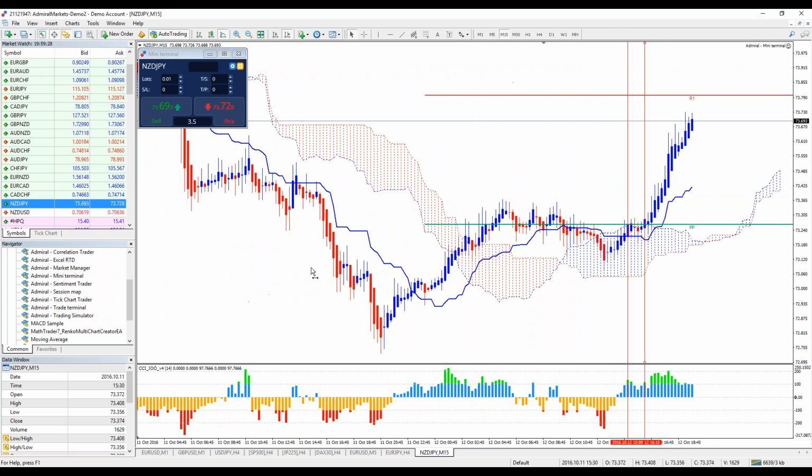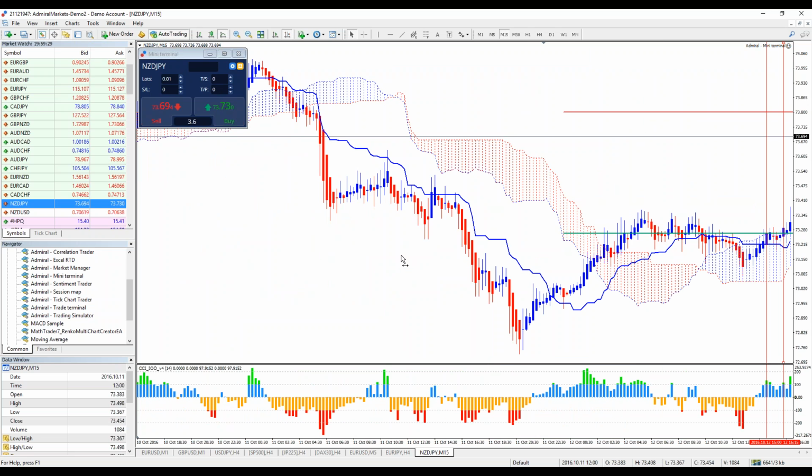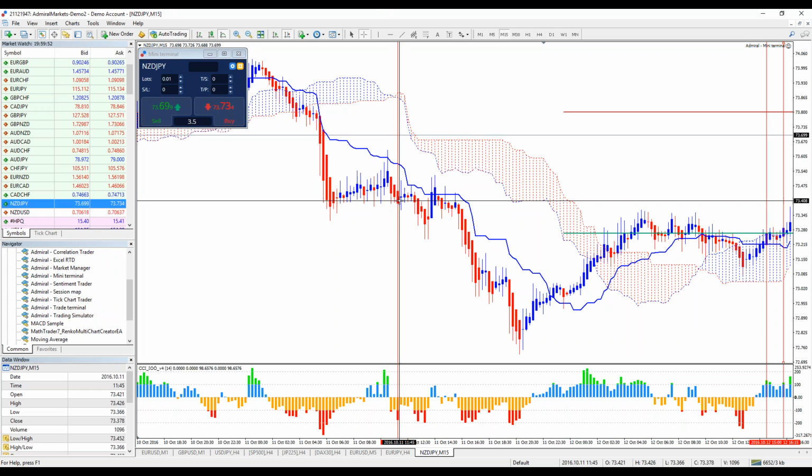Now, for short setups, ideally it is this. Let's see. Red above blue cloud, like this. Price below the cloud and below the blue line, and CCI below minus 100. So this would have been your short setup here.